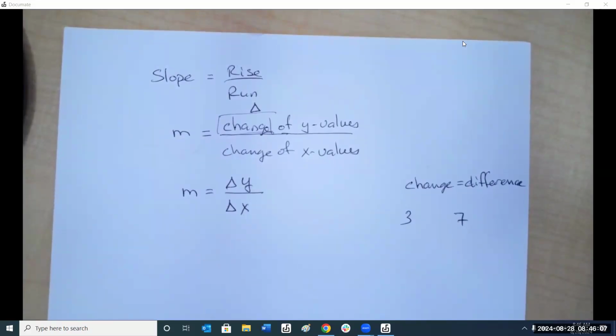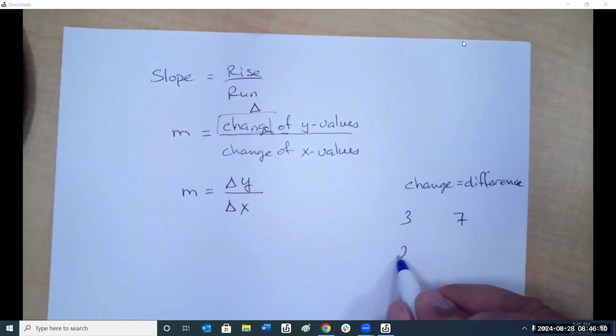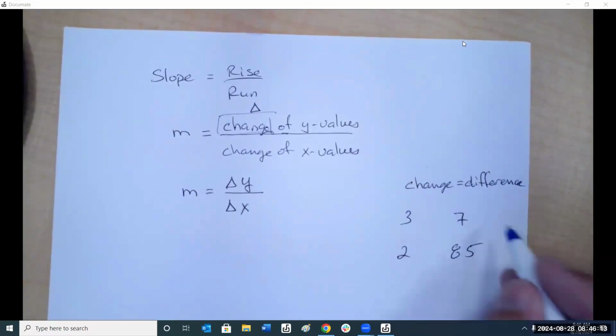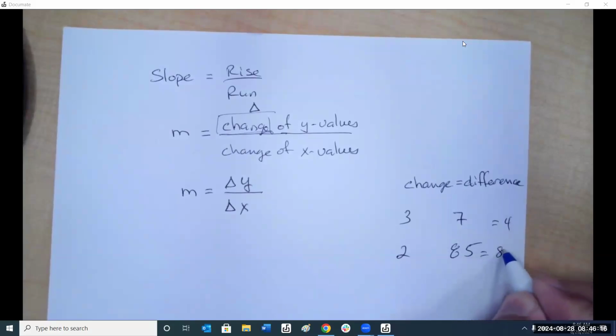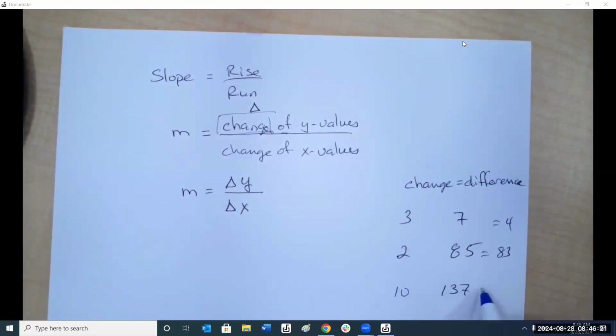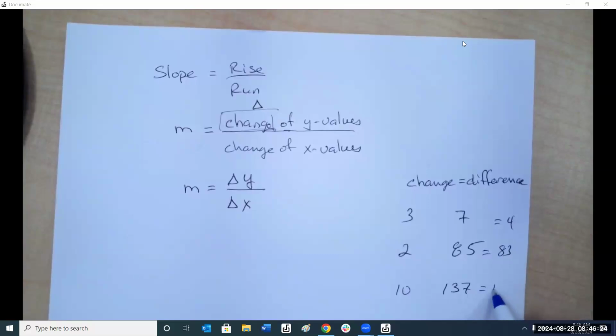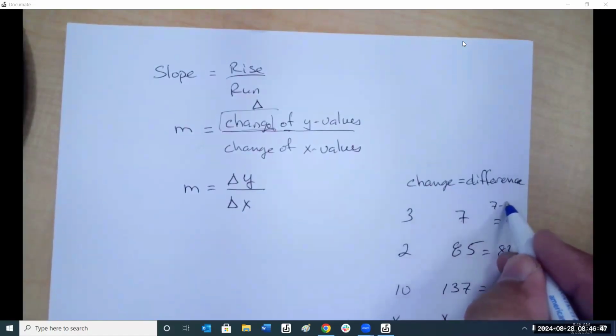How'd you get 4? Okay, how about this? How about from 2 to 85? How about from 10 to 137? How'd you get those numbers? Subtract the second number from the first. Very good. So if I had x1 to x2, it's always going from smaller to larger. What you just did was x2 minus x1. So it's 7 minus 3.